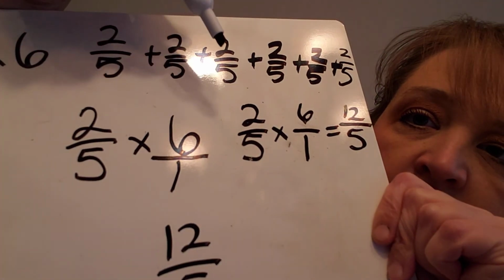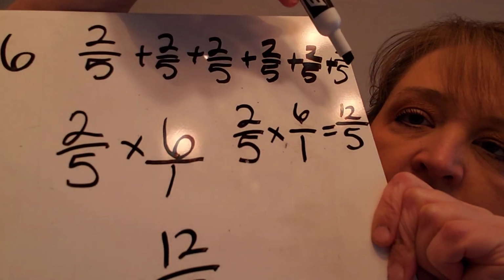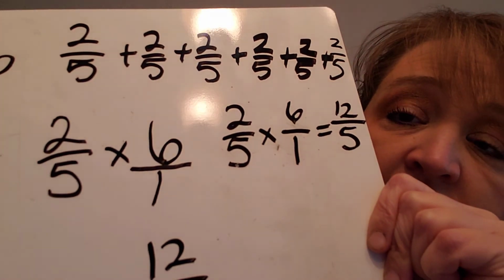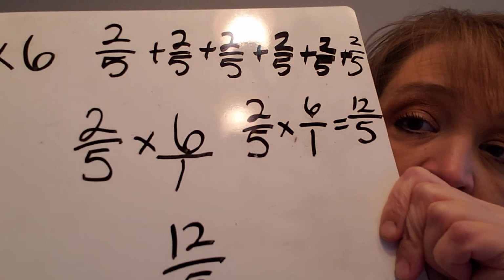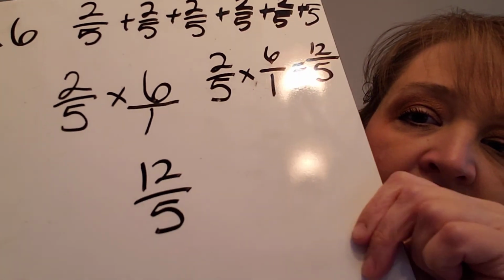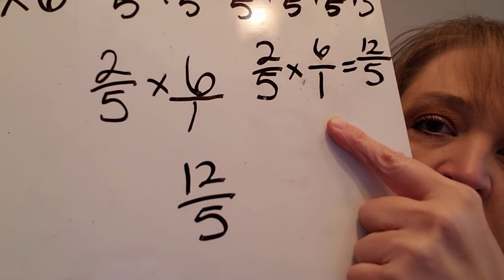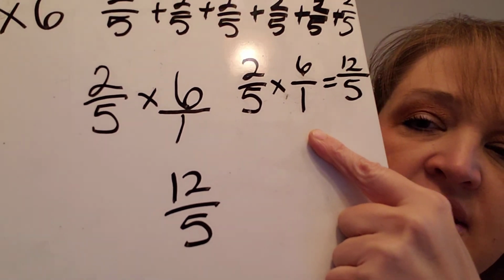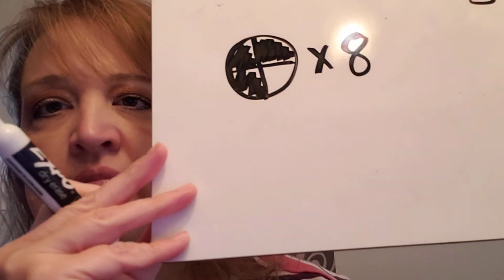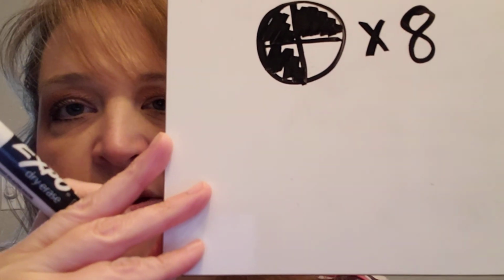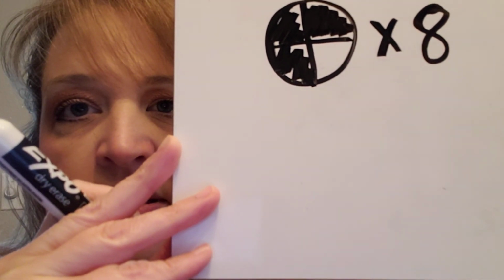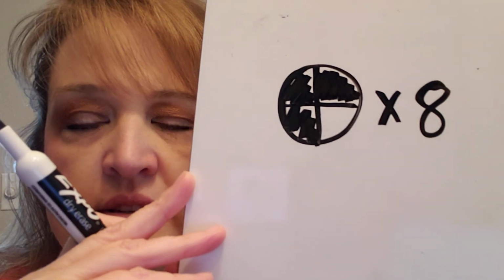Now, I could have added across the top here. 2, 4, 6, 8, 10, 12, and put it over fifths. I would have gotten the same answer. But if I multiply, it sure does make it a whole lot quicker. All right, let's look at the next problem. The next problem is 3/4 times 8.